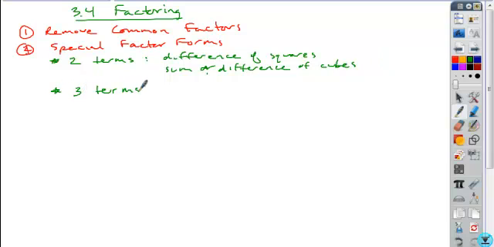When you're looking for special factor forms and your expression has three terms, you're looking to see, does it fit a perfect square trinomial? And then finally, if your expression has four terms, you're probably going to do what we're going to talk about today, and that is follow the steps for factoring by grouping.